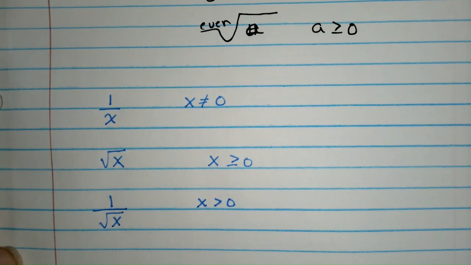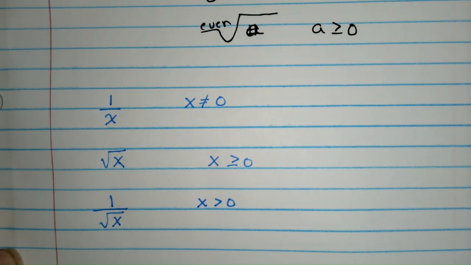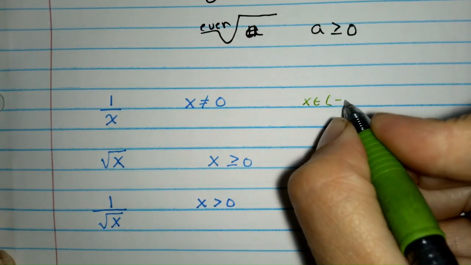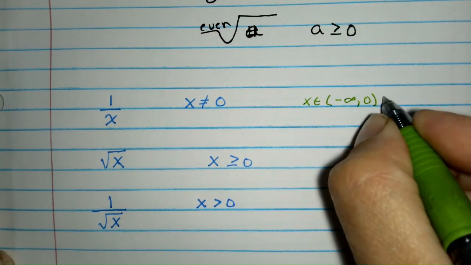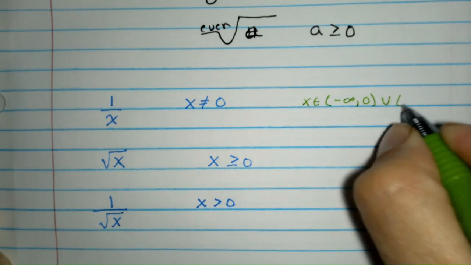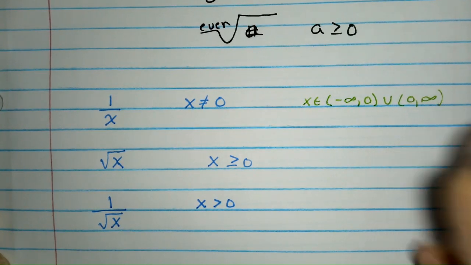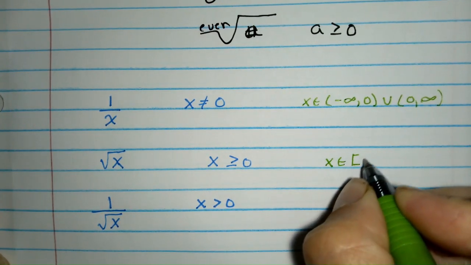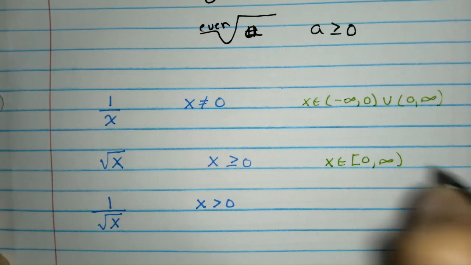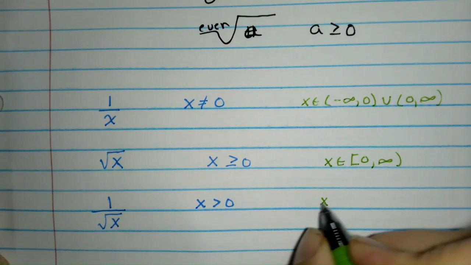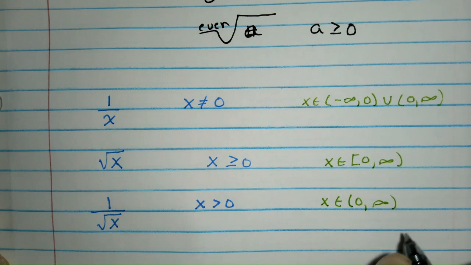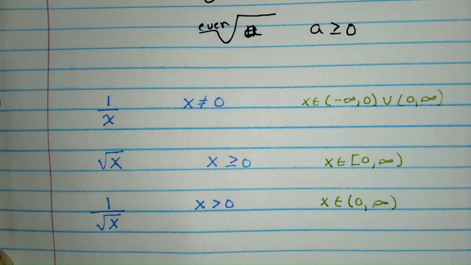So making sure that we can write those domains in proper format. This would be x is an element of negative infinity to 0, or there's that union sign, 0 to infinity. So we skipped over 0. Here, this is x as part of the group starting at 0 and continuing to infinity. And this is part of the group starting close to 0 and continuing to infinity. So see the difference in those three.